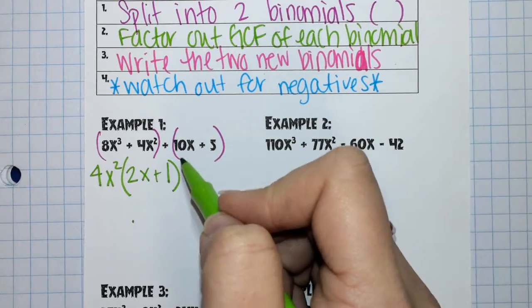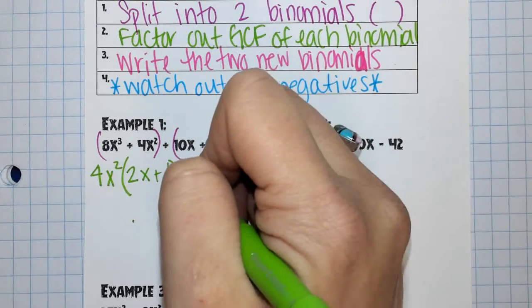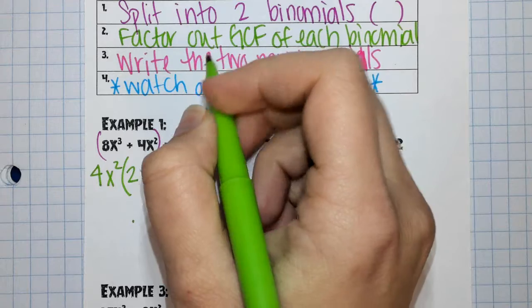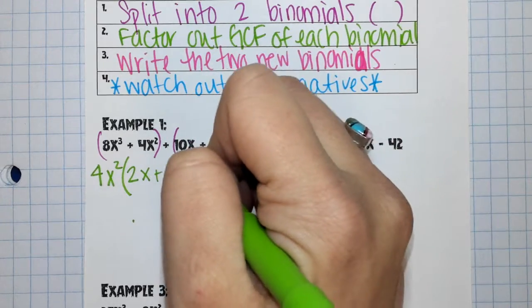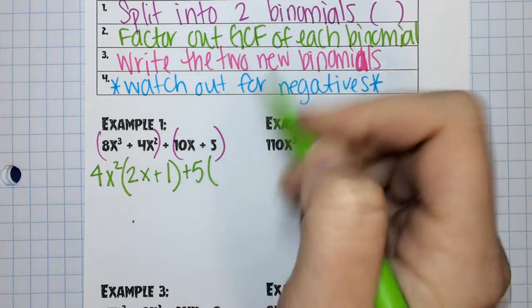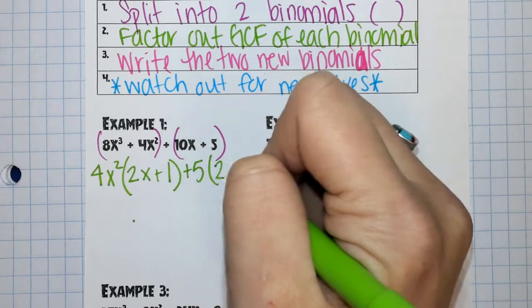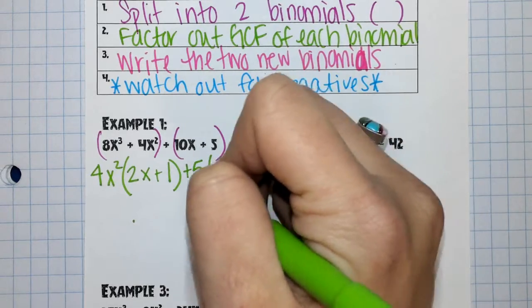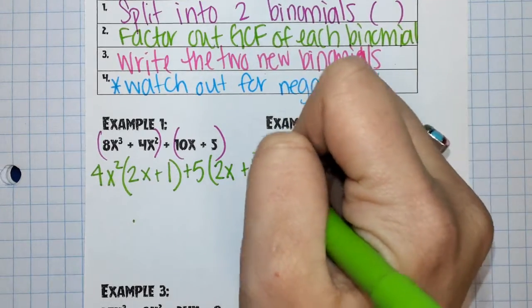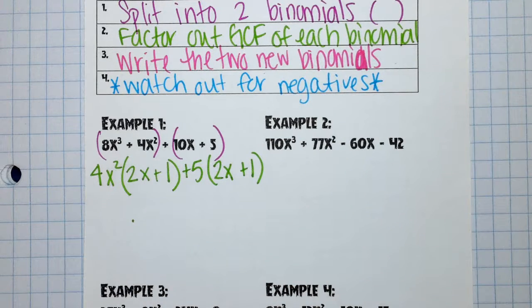Alright, what's the GCF of 10x and 5? 5. Alright, what's 10x divided by 5? 2x. 5 divided by 5? What is 5 divided by 5? 1.